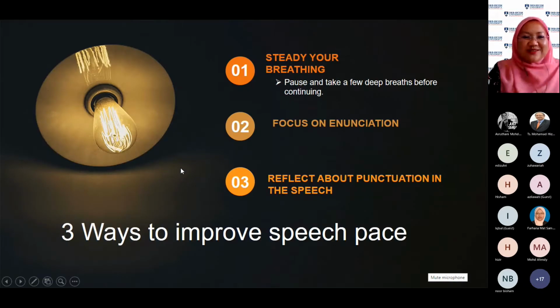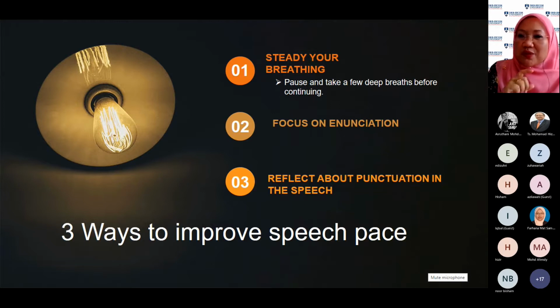All right, 3 ways to improve your pace or your speech pace. Steady your breathing. Okay, this is what I'm lacking actually as a presenter. Normally I will take a deep breath at the end of my presentation, which is quite bad. I should actually, in between my presentation, pause a little while and then take a deep breath. Okay. That's what I need to do.